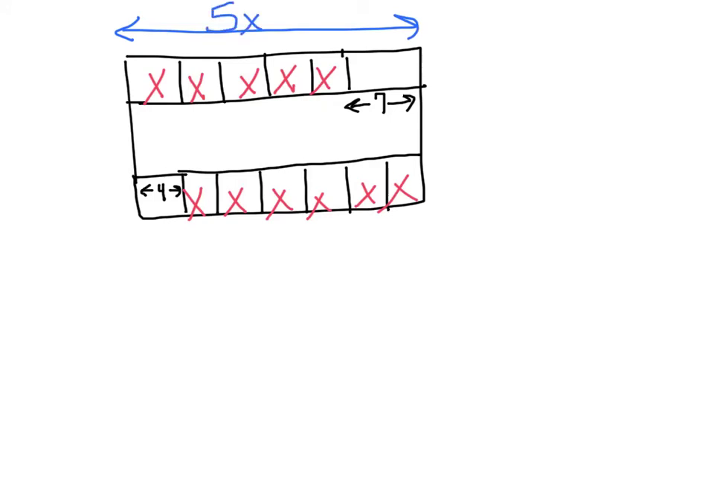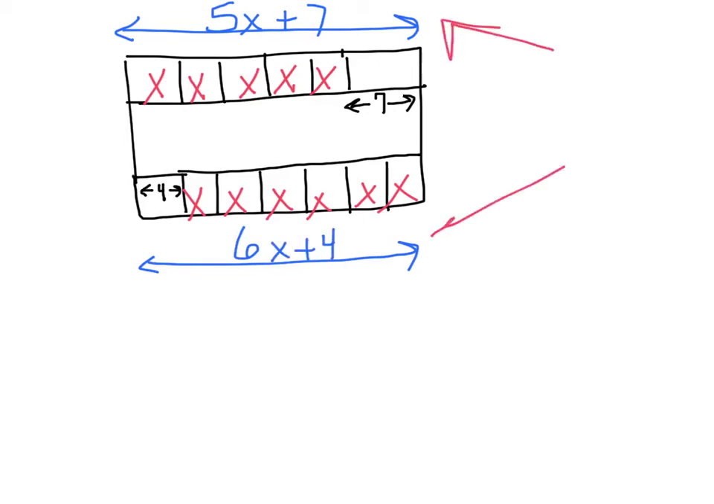5x plus the 7. What is the length of this side? We have 6 x's plus 4. What do we know about this side and this side of the rectangle? We know they're equal. So our equation would be 5x plus 7 equals 6x plus 4. Solve the equation.